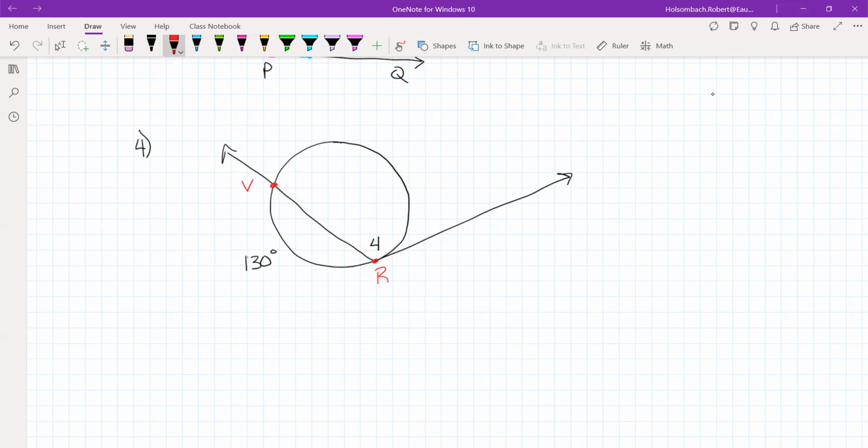Which means the arc on the right side, or the top side of this circle, is equal to 360 minus 130, because the two arcs together form a circle. So if we take 360 and subtract 130, we get 230. So this arc is 230 degrees. That makes the measure of angle 4 equal to 1/2 of 230. And half of 230 is 115. 115 degrees.